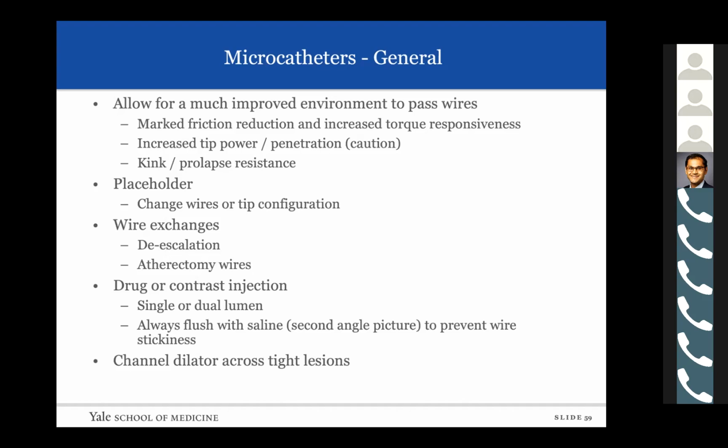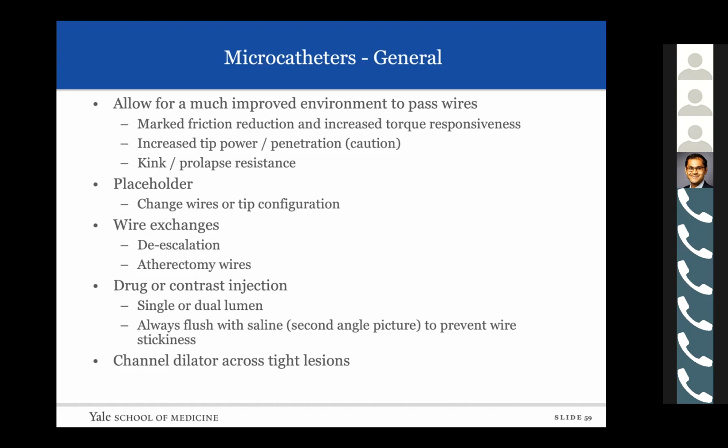Remember that when you inject, you always have the benefit of a second injection because there's contrast that remains in the microcatheter core. So you can always do a second injection just with saline to get the contrast out of the core of the microcatheter and flush it at the same time. And you can take a second angle if that would help with what you're doing.